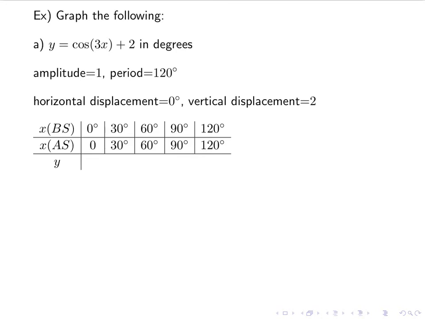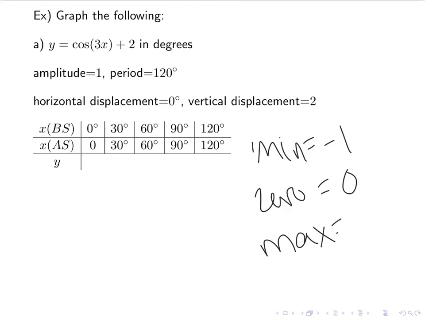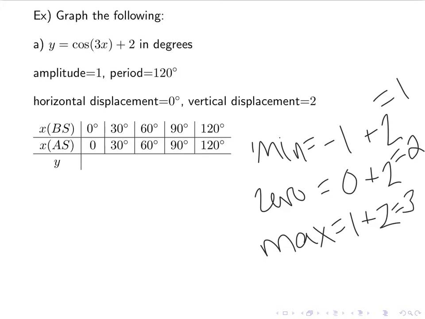So again, before, our minimum was negative 1, our 0 was 0, and our maximum was 1. And these numbers all depended on the amplitude. But now I'm going to add 2 to each of those values. So my minimum is now going to be 1. My 0, in quotes, is going to be 2. And my maximum is going to be 3.